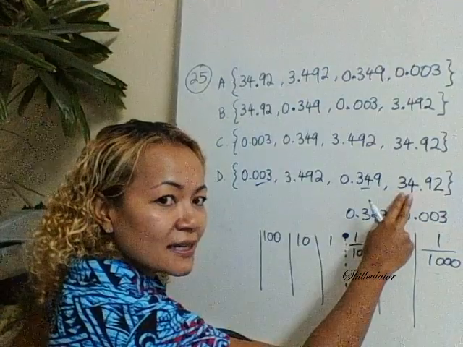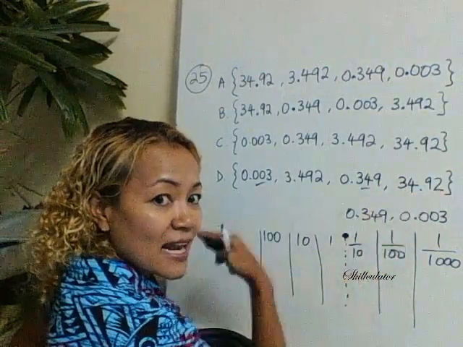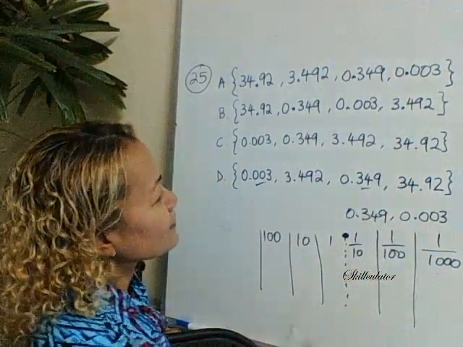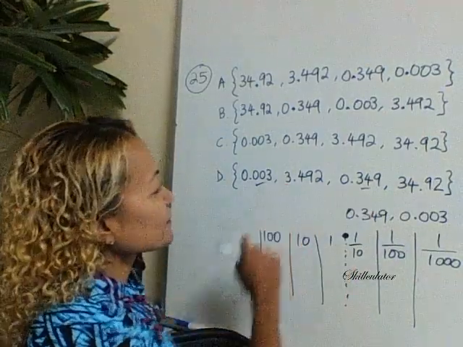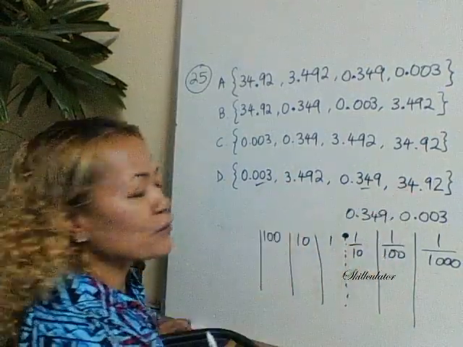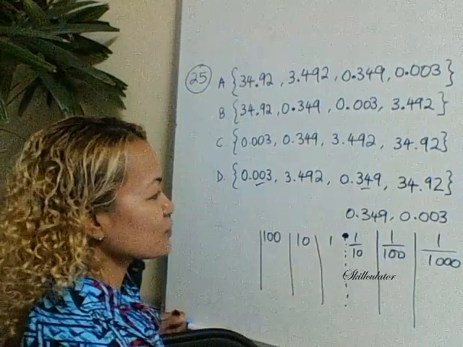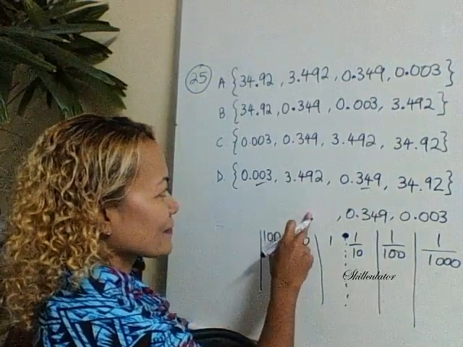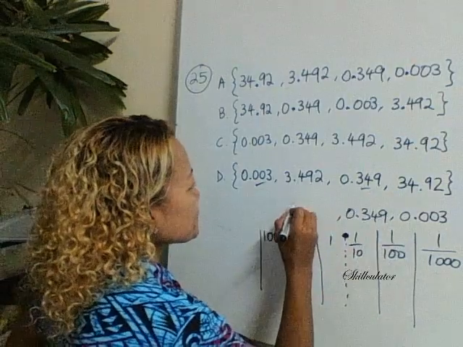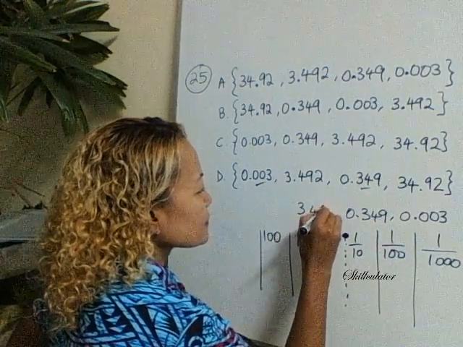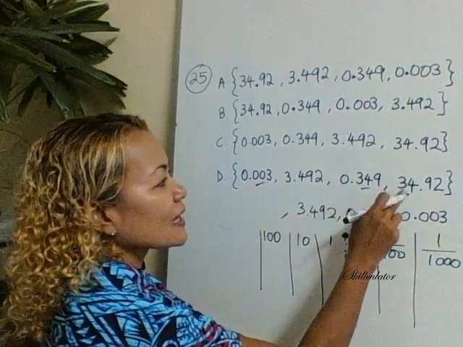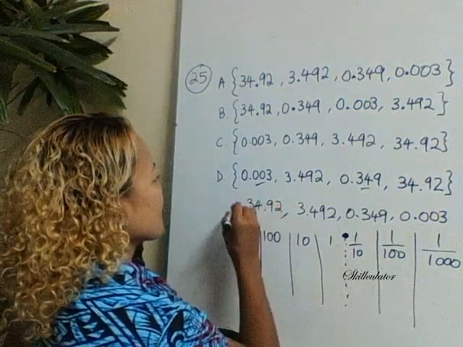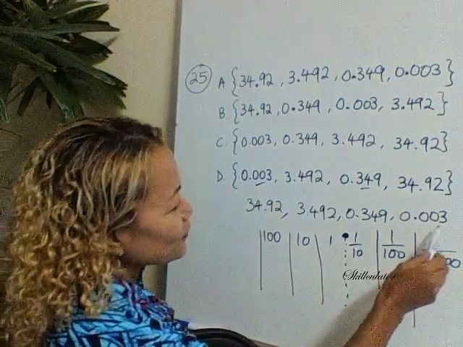If they've got numbers before the decimal point, to the left of the decimal point, then that's the most important thing you look at first. 34, much bigger than 3. So we know that 34 is bigger than 3.492. So we know that this one will be in second place, and the biggest one will be this 34. Is the biggest one.